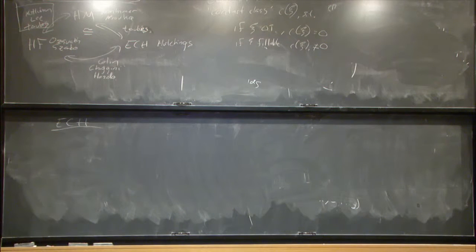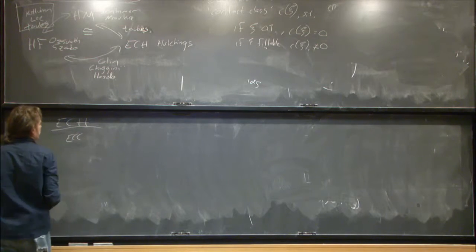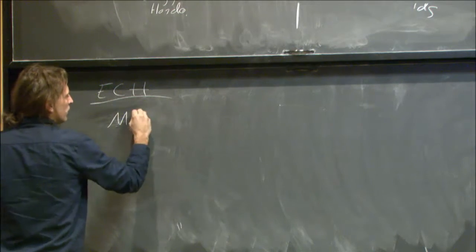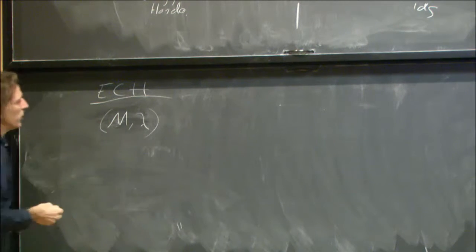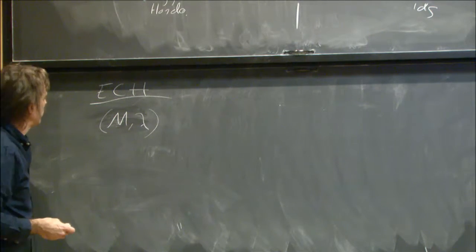ECH. What is it? Well, it has a chain complex, ECC. So first of all, let's say it like this. It starts from the data of a contact manifold, but slightly more refined data, this time of a contact form, as opposed to the structure. Remember, the structure is the kernel of the form, so this is sort of more information.